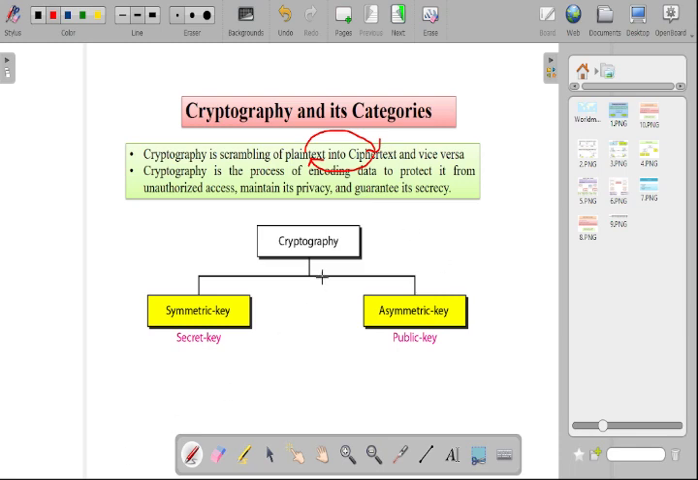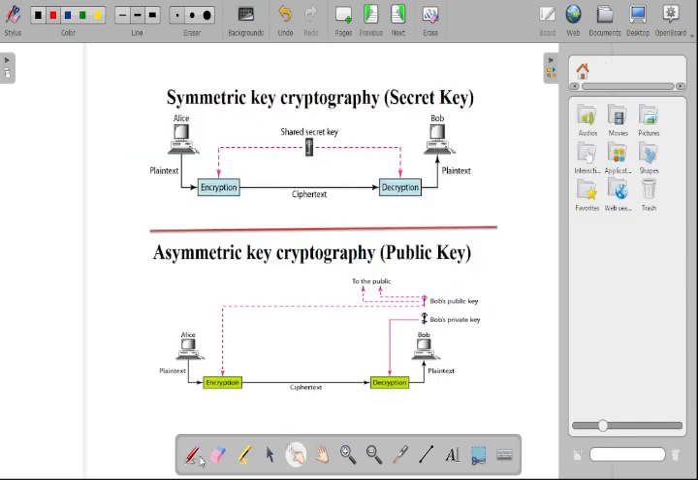Basically, cryptography is divided into two parts. The first part is symmetric key cryptography and the second one is asymmetric key cryptography. Symmetric key cryptography is called secret key cryptography, and asymmetric key cryptography is called public key cryptography. In this diagram, we will see the comparison between symmetric key cryptography and asymmetric key cryptography.